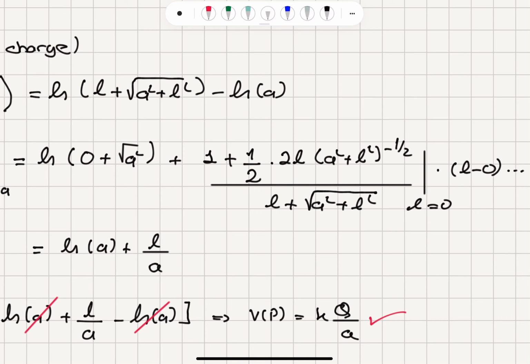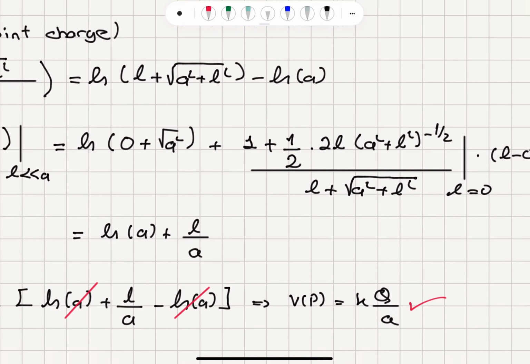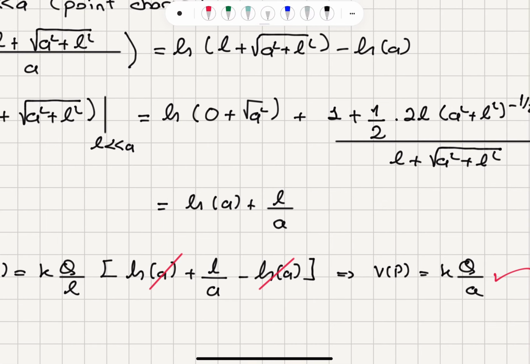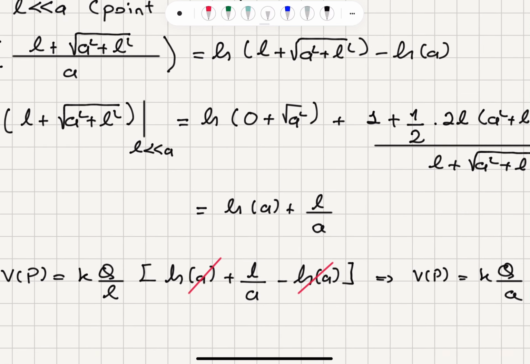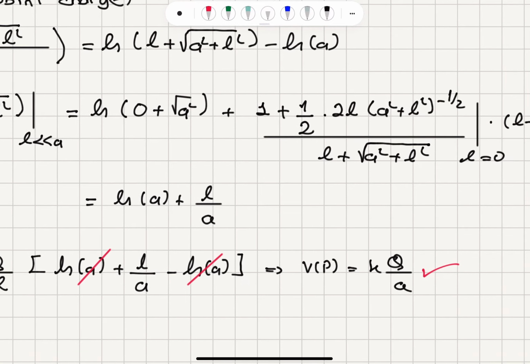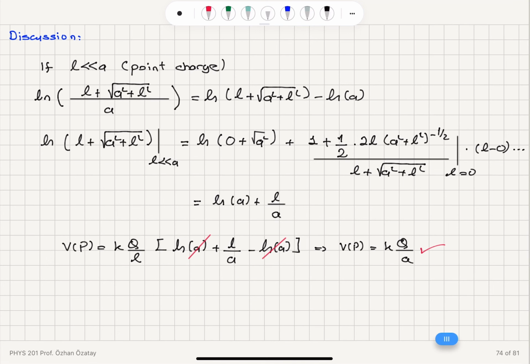When evaluated at L equals 0, this disappears and this gives me just 1 over A. And there is an L here, so this is L over A. Natural logarithm of A plus L over A minus natural logarithm A, these will cancel, so this will give me just L over A. KQ over L times L over A, L's will cancel. I will be left with KQ over A as the answer. That is precisely the answer for a point charge.